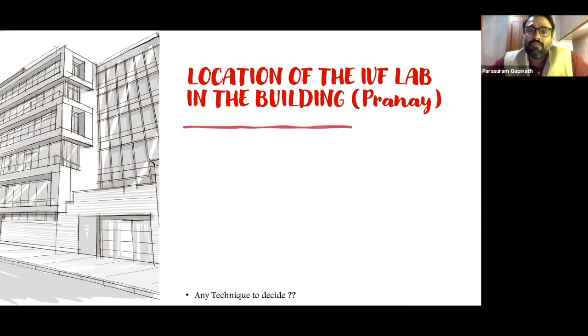But if you are given the choice of choosing a place where you want to do an ideal IVF lab, where will you do it? I think Pranay can take this.